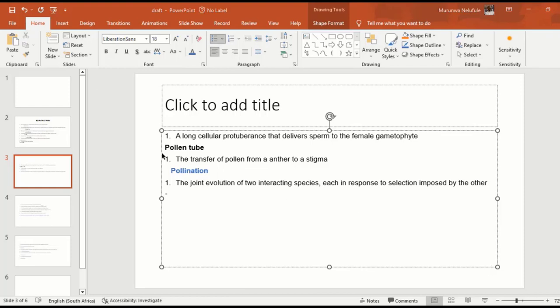The joint evolution of two interacting species, each in response to selection imposed by the other. Try to see the word joint. And try to realize, what does it mean? What does the word joint mean? The rest of the statement is exactly what you're thinking about. It's exactly the concept that we talked about. But the description is actually in the word joint.